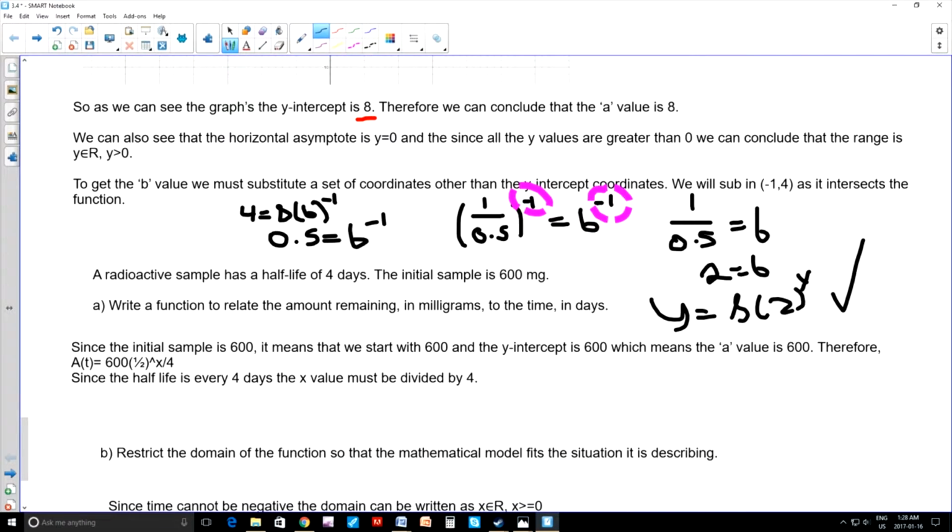So moving on to the word problem. A radioactive sample has a half-life of 4 days. The initial sample is 600 milligrams. So the keywords. We have to write a function to relate the amount remaining in milligrams to the time in days.